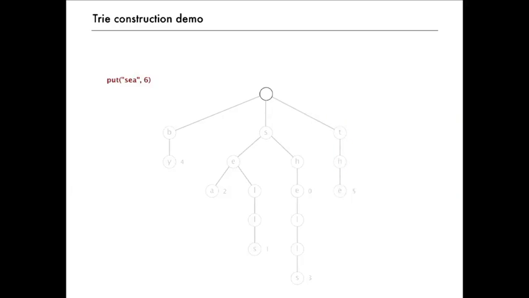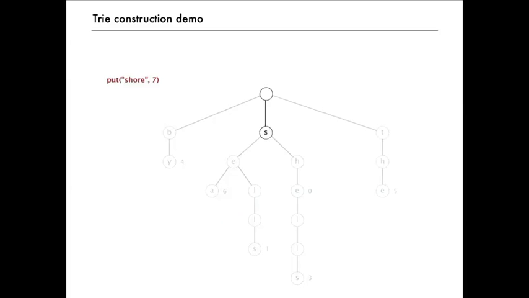And now here's SEA. Remember, our symbol table API is associative, which means that if we get a new value for a key that's already in the table, we overwrite the old value with the new value. That's the convention that we've chosen for symbol tables. So that is easily done with tries as well.